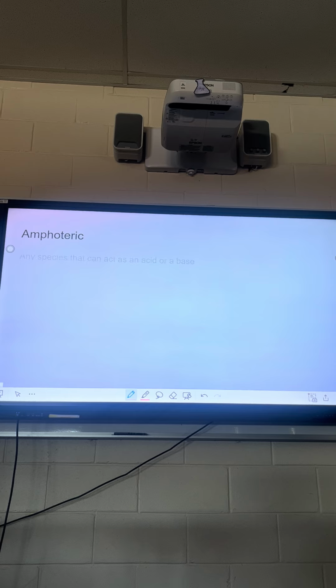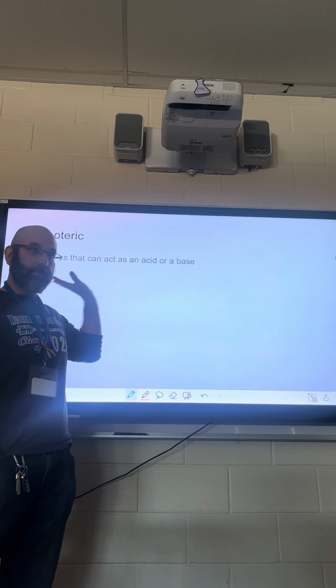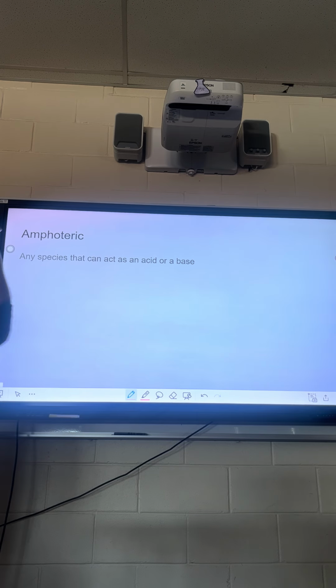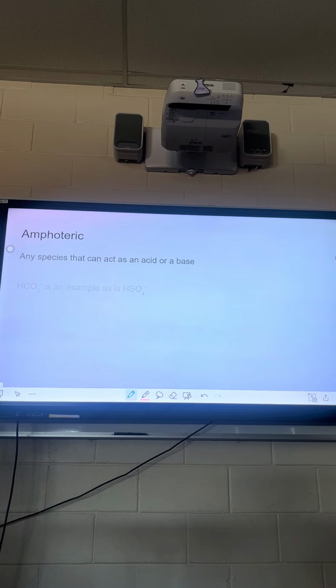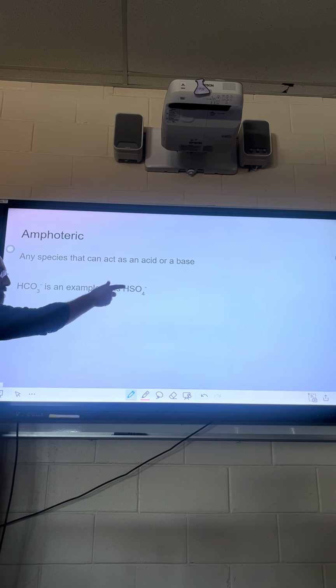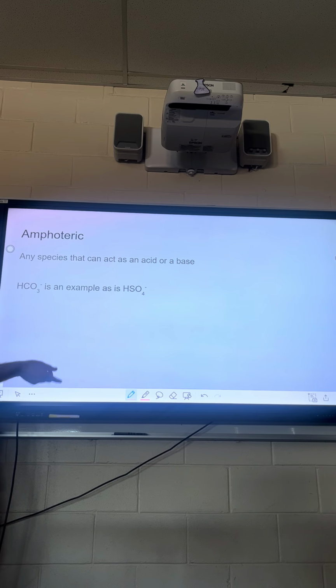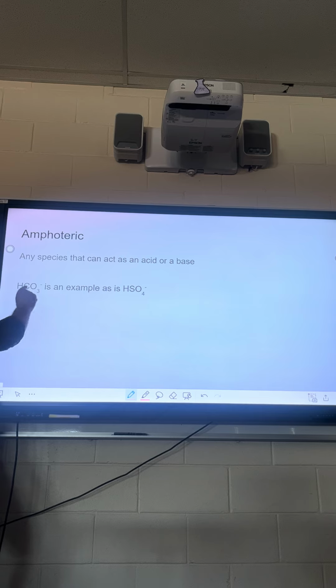So a couple basic things. First thing, the word amphoteric just means that you can be an acid or a base. You can just do both. And that matters to what we're going to talk about. So the bicarbonate ion and the bisulfate ion are examples, because the bicarbonate can donate an H and become CO3 2 minus, or it can grab an H and become H2CO3, and the negative sign just disappears.